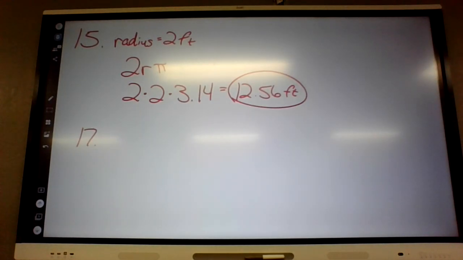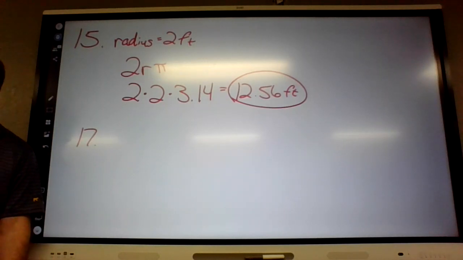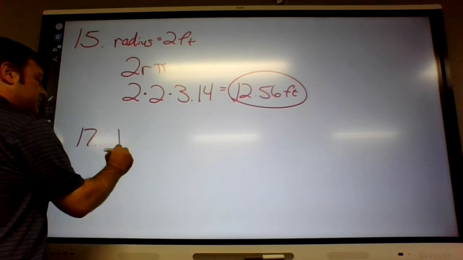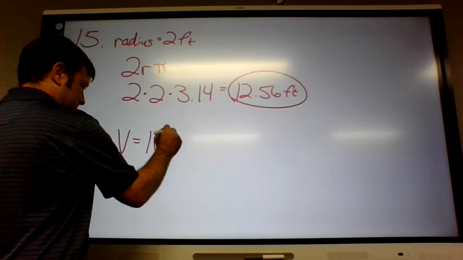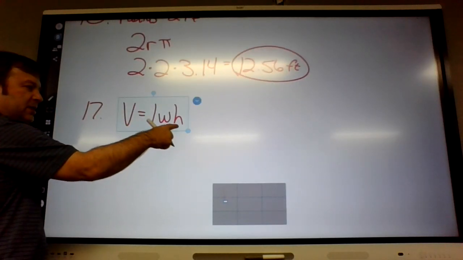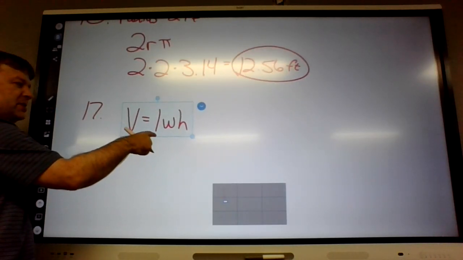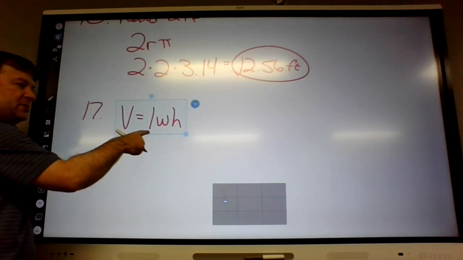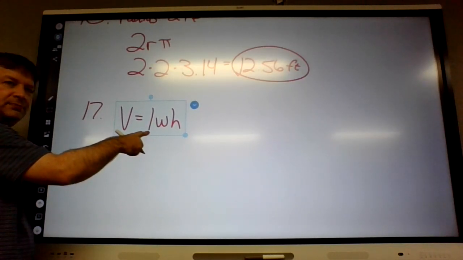Moving and grooving. All right. Volume of a rectangular box can be found by using the formula V equals LWH. You guys know what these words or letters stand for? Length width height. You guys have done this before. Maybe, was it last year you did a little bit of geometry? No, 2 years ago maybe?